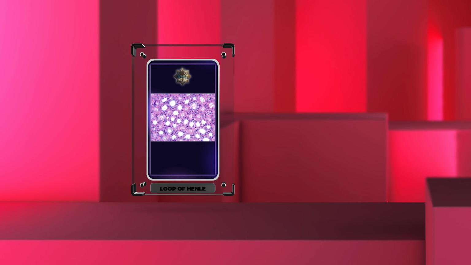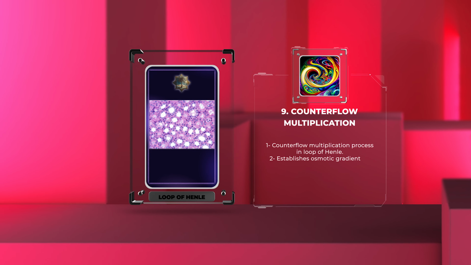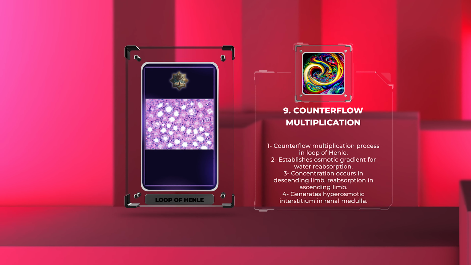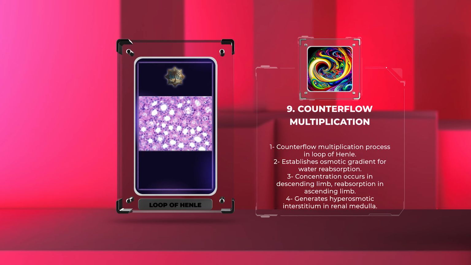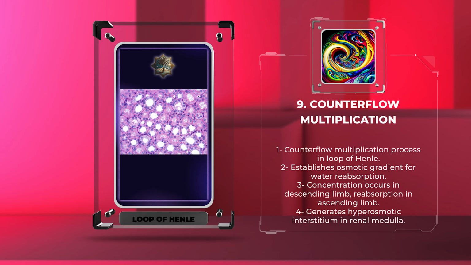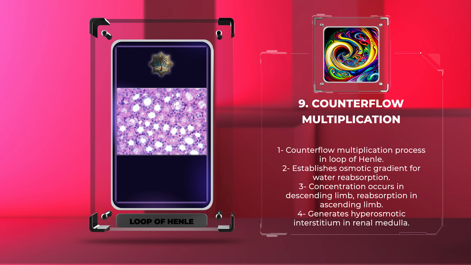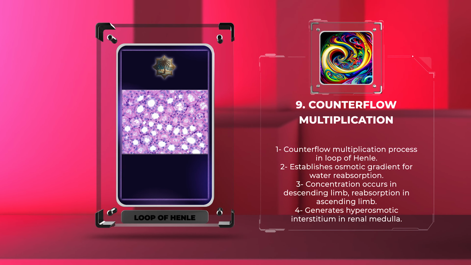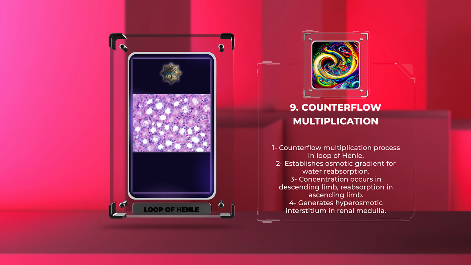The counterflow multiplication process in the loop of Henle establishes an osmotic gradient for water reabsorption. As fluid descends in the descending limb, solutes are reabsorbed while water remains, leading to concentration. In the ascending limb, solutes are reabsorbed, maintaining the gradient and generating a hyperosmotic interstitium.